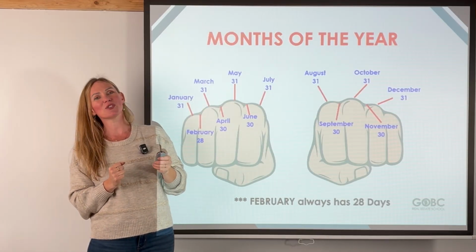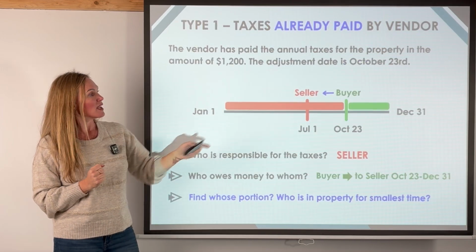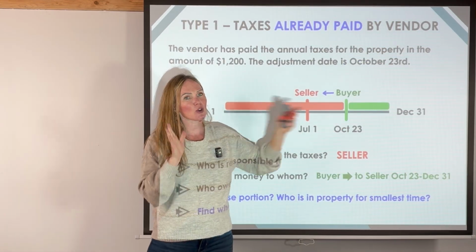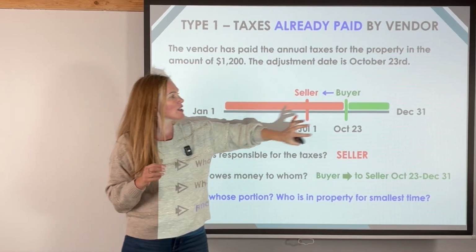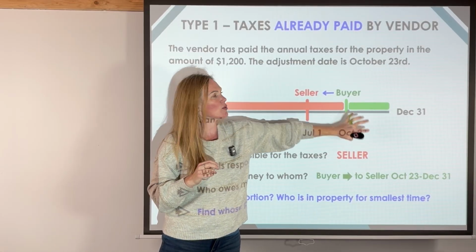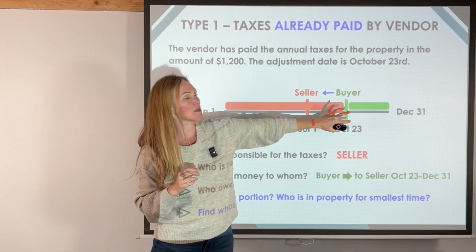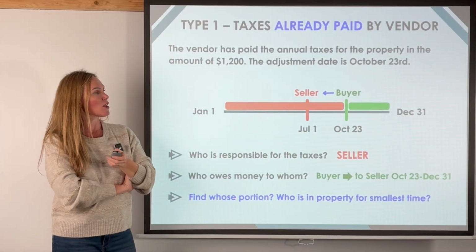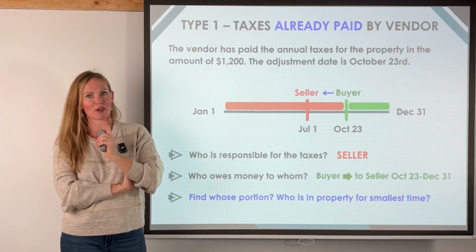And the reason we need to know the dates is because we have to do the math, right? In this case, we will have to figure out whoever has less dates, we need to find out his dates out of the year, how many days out of the year he owes the money to the seller, right? So in this case, the buyer. So from October 23rd till December 31st.